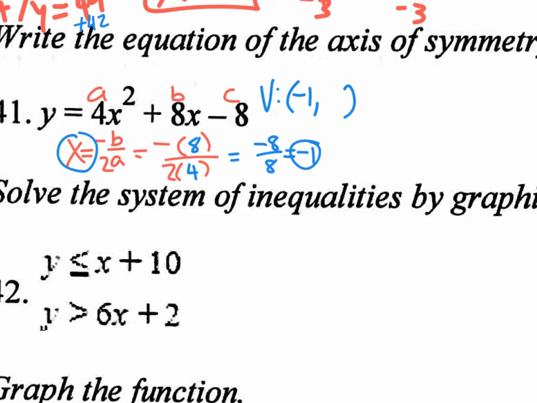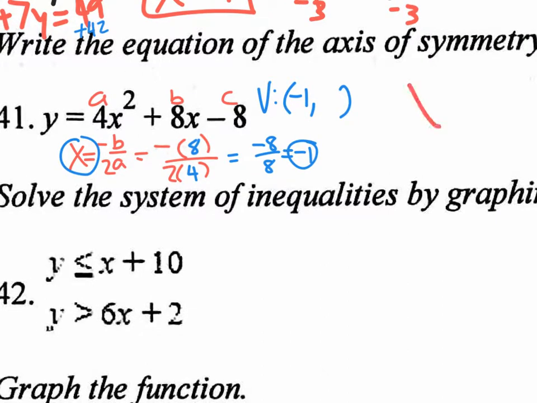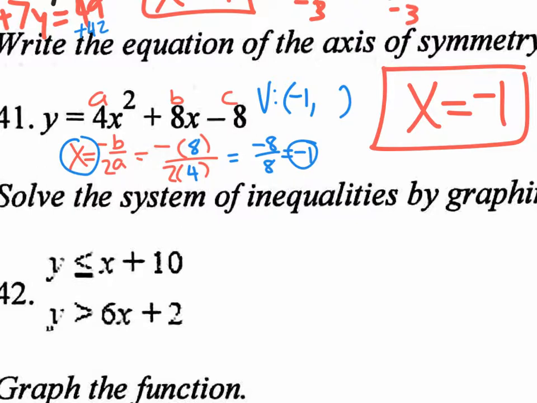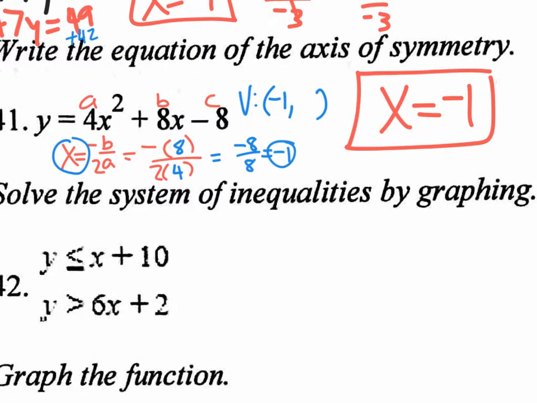So all I got to do is say the equation x equals and the x value of my vertex. So what's the x value of my vertex? -1. That's it. That's my answer. What's the axis of symmetry? It's x equals -1.